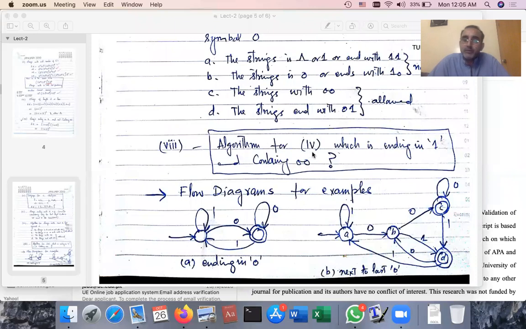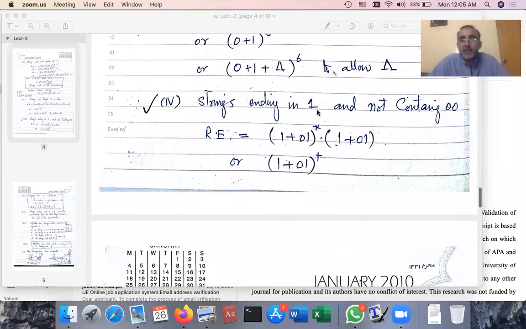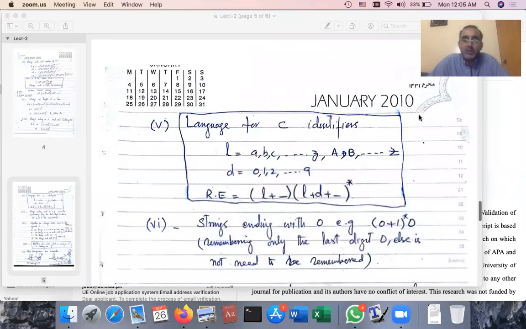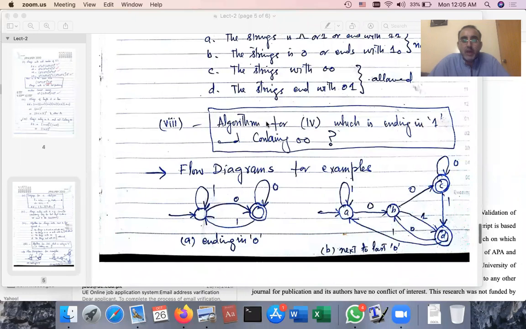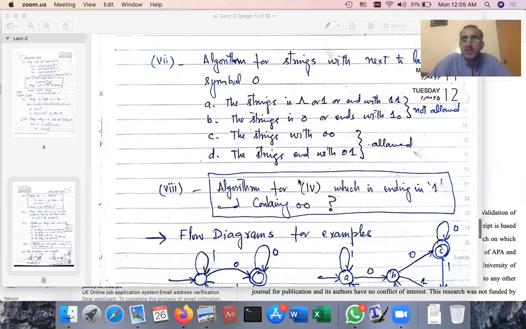Now the algorithm for example 4. My example 4 is: strings ending in 1 and not containing 0 0. I am asking for the algorithm for this example, which is your work. You have to work over it by yourself. You have to think of the steps like this one, A B C D, and write the steps for this example by yourself.